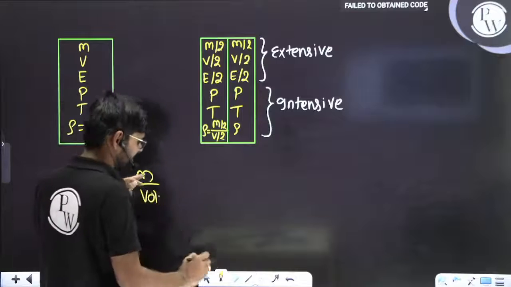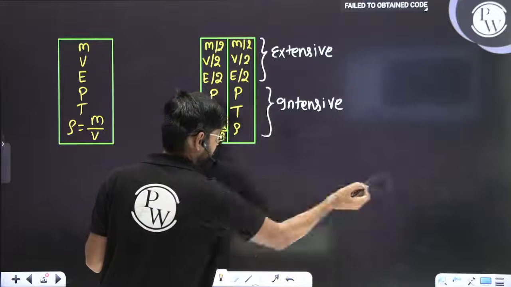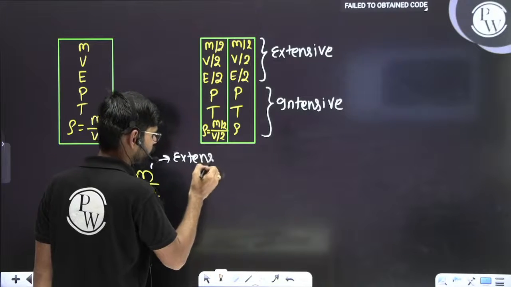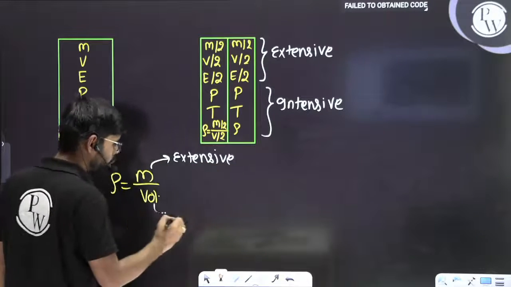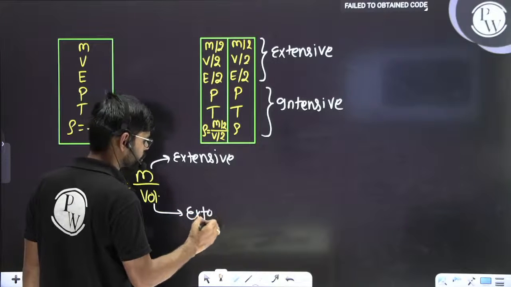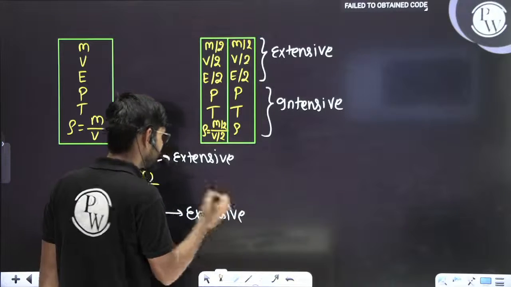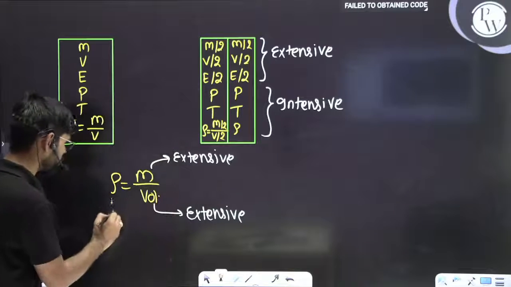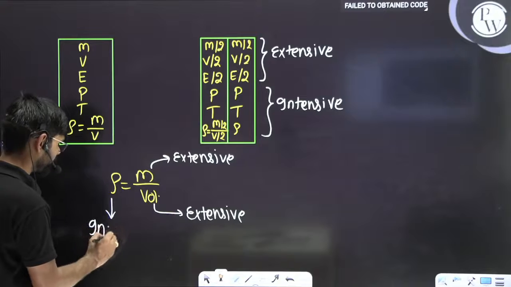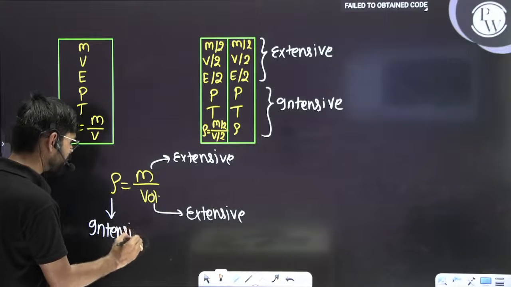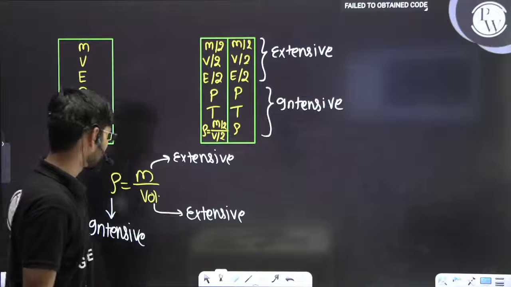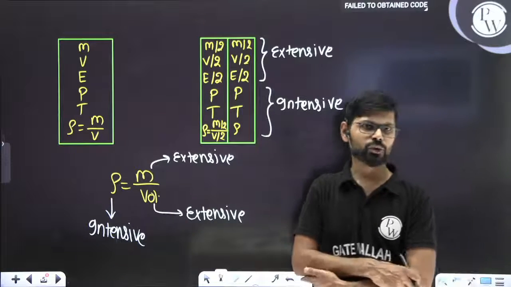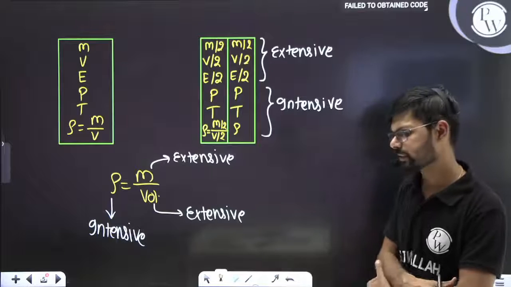Actually, mass is an extensive property. Please listen here carefully. Mass is an extensive property, right? And volume is also an extensive property. So the ratio of two extensive properties is always intensive. This is going to be an intensive property. So one very important point: the ratio of two extensive properties is always intensive.